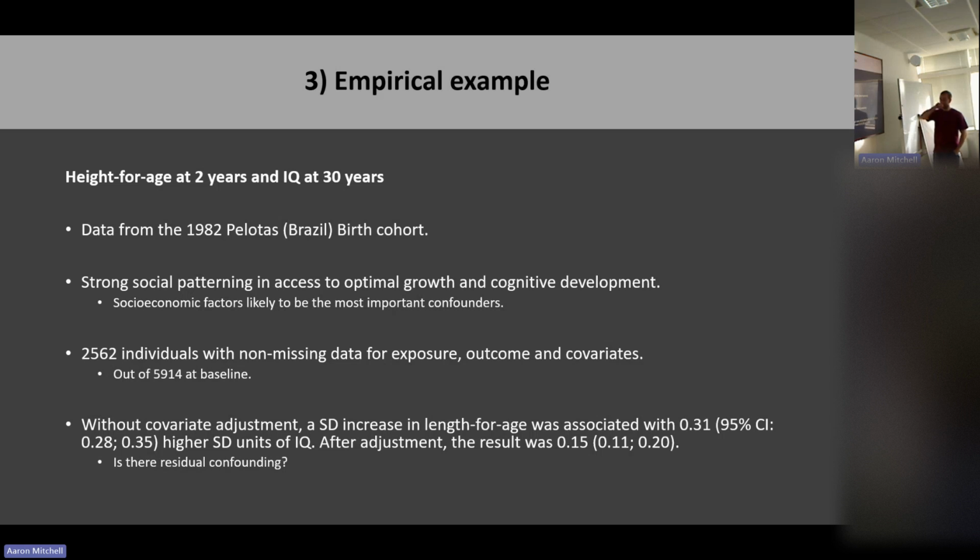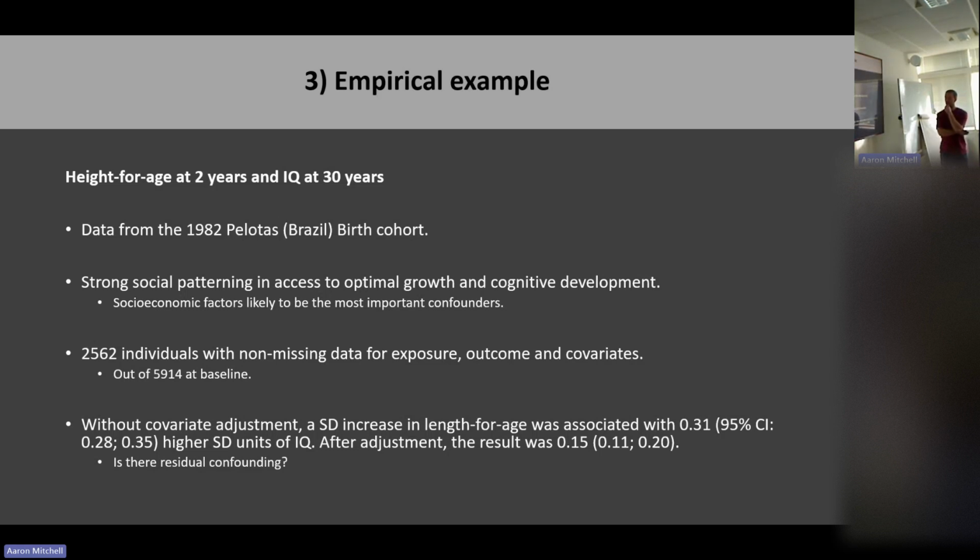So yeah, we're going to be using data from this study. Our exposure is height for age at 2 years of age, and our outcome is IQ at 3 years of age. One thing to keep in mind that is going to come back to us later is that in Pelotas, and especially in '82, there was very, very strong social patterning, both in access to optimal conditions for physical development, as well as in conditions for optimal development of your cognition, your intelligence, and all that, which means that socioeconomic factors are likely to be the most important confounders of this association in this particular context.